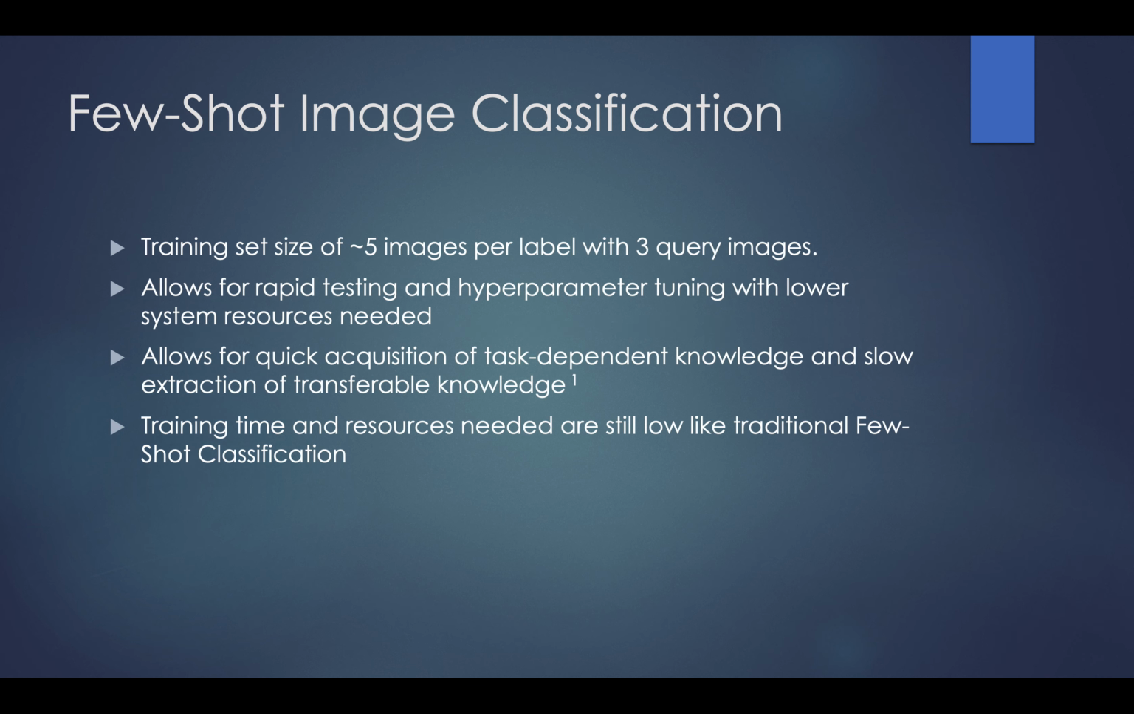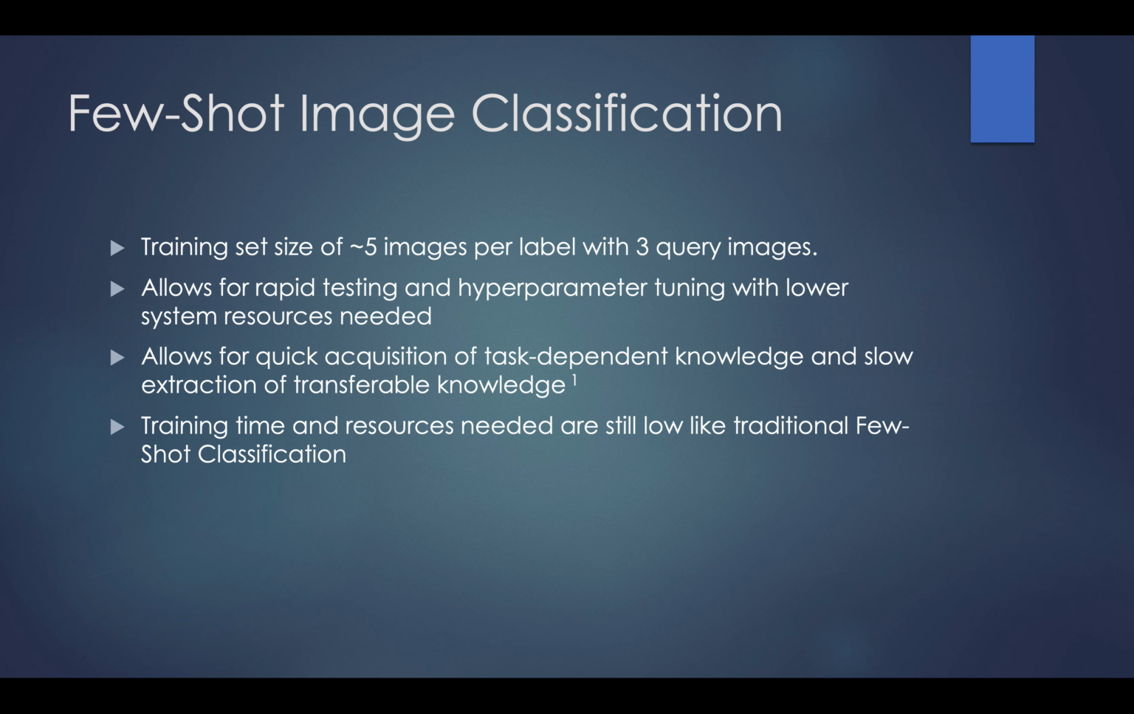For few-shot though, the general guidelines are a training set size of maybe 5 with 3 query images each. In our case, we decided to do 25 for the training set just because we were having some issues again with convergence, and I think that's really just perhaps the data that we got off of Kaggle that didn't perform as well as we had hoped.